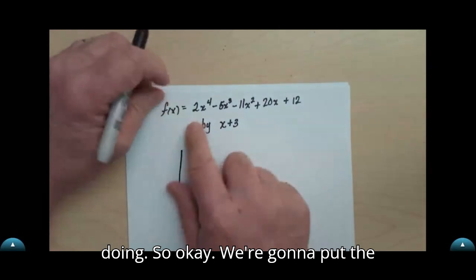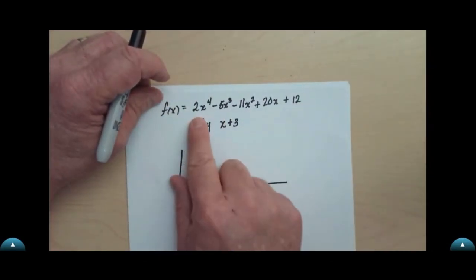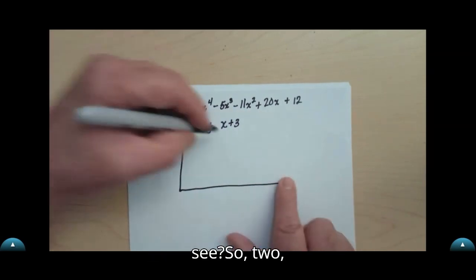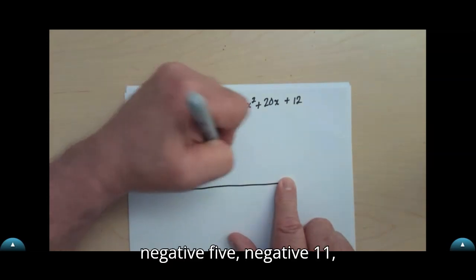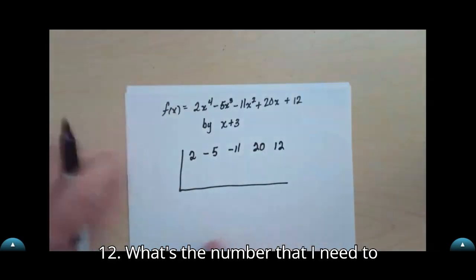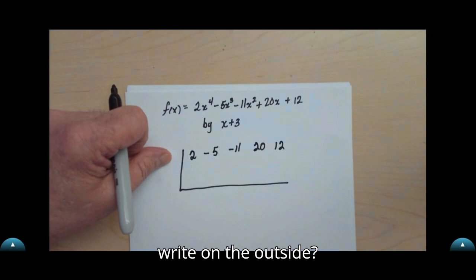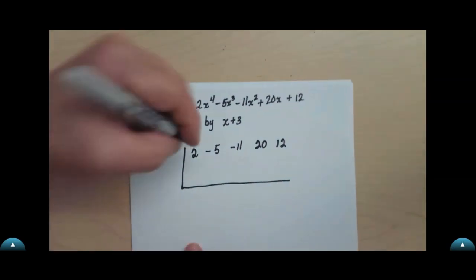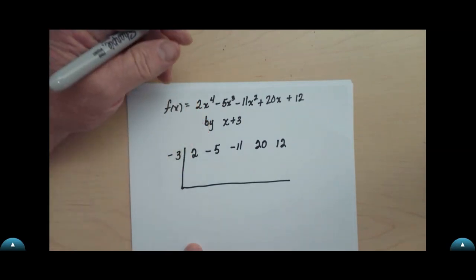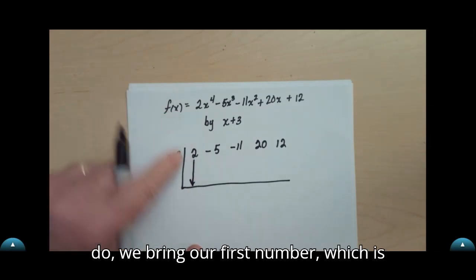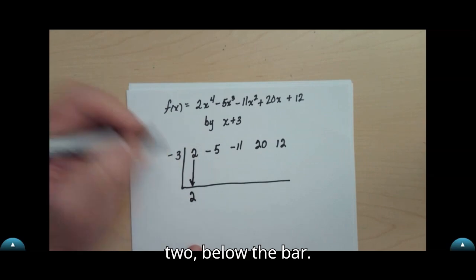So, okay, we're going to put the coefficients of f of x inside here. Look, we got 2, -5, -11, 20, and 12. Everybody see? So 2, -5, -11, positive 20, and positive 12. What's the number that I need to write on the outside? -3, right? We're dividing by x plus 3. Then we need to put -3 out here, right?